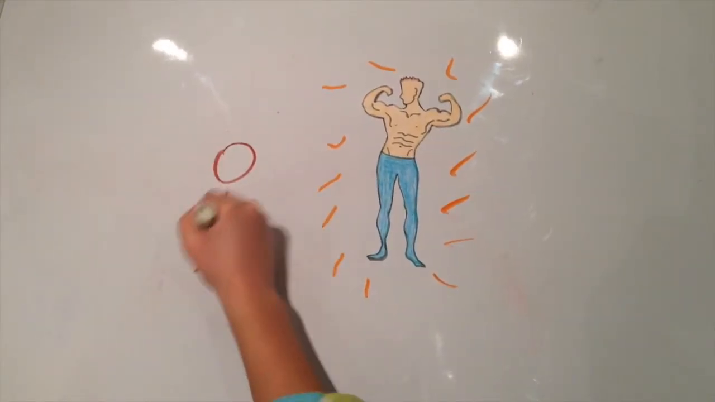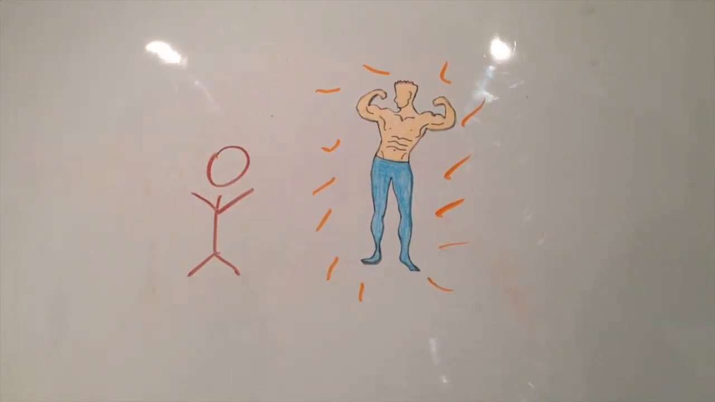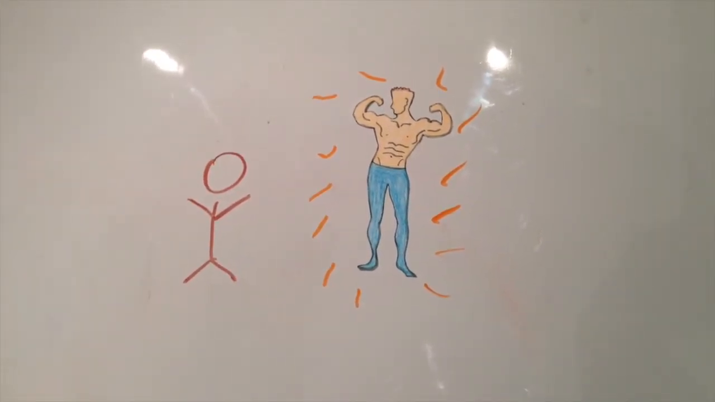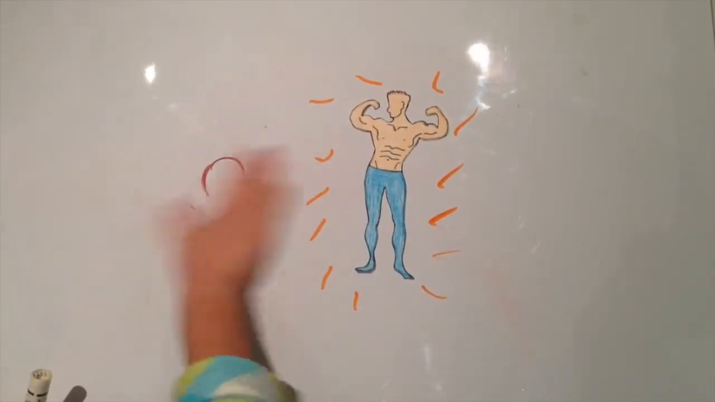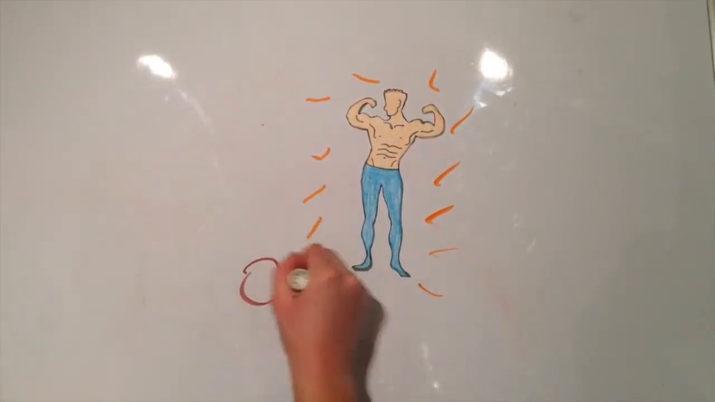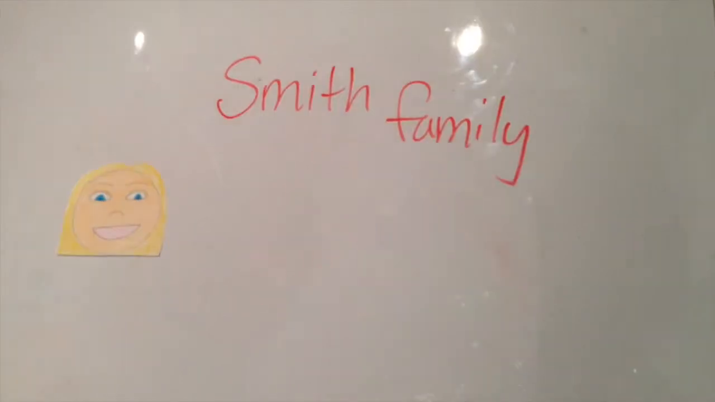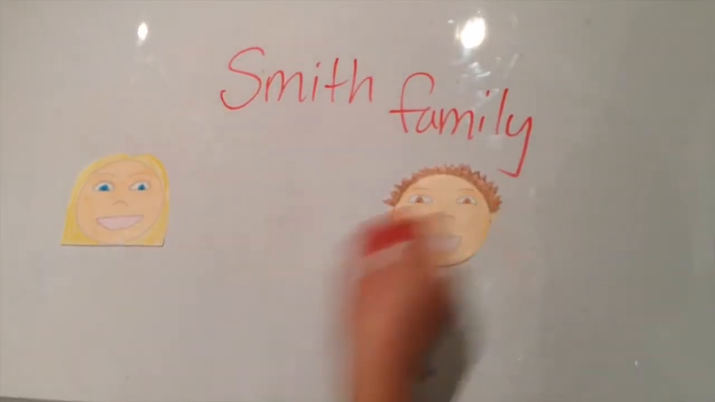Let's look at how genes can determine our physical traits. Genes can be found in different forms. There are dominant genes and recessive genes. When a dominant and recessive gene are both present, it will always be the dominant gene that is expressed in the individual's appearance. For an example of this, let's look at the Smith family.